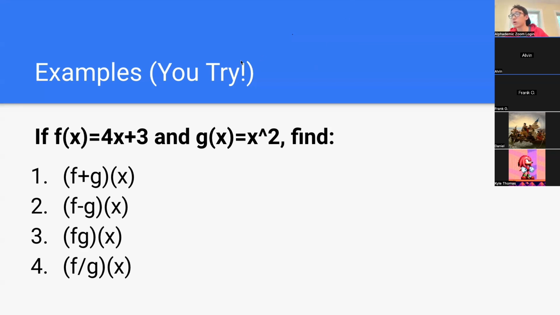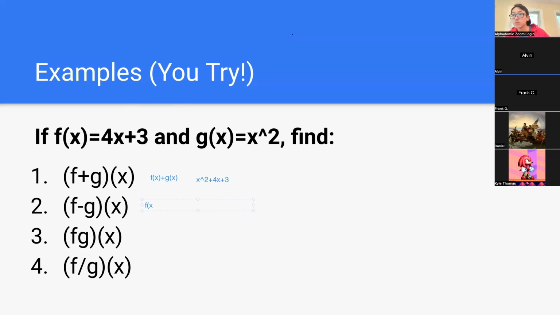Alrighty, I'll just quickly go over them. I know it's the same questions as the previous slide, but I'll quickly go over how you do it again. You just take apart these functions. For the first one, you split it up into f of x plus g of x. Then again, you substitute what f of x and g of x equal into the equation, and then you get your answer. Again, that's x squared plus 4x plus 3.